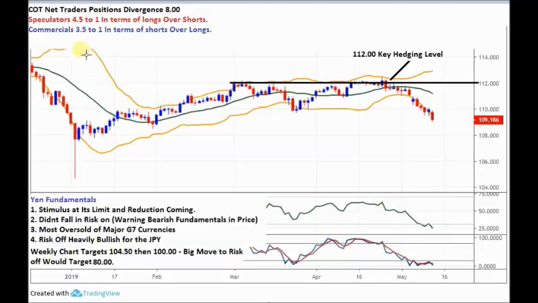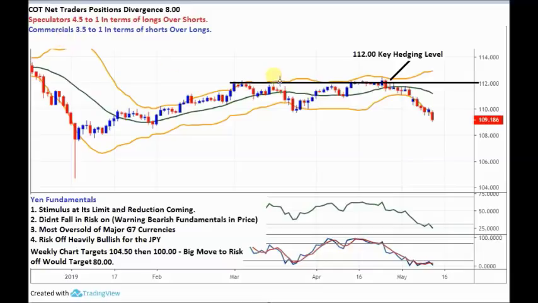Now, we express it as a simple ratio here. Speculators are 4.5 to 1 in terms of longs over shorts. They're pretty bullish on the USD. Commercials, smart money, are 3.5 to 1 in terms of shorts over longs. They're pretty bearish on the USD. If you total the positions together, you get a divergence of 8, which regular viewers will know is a decent divergence in this pair. Notice in the previous video, this 112 level is a key hedging level.